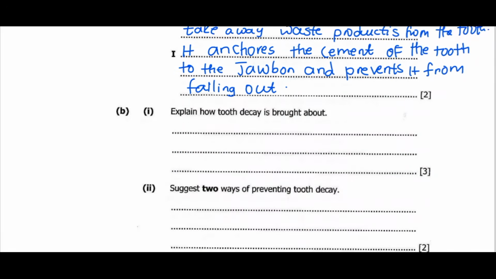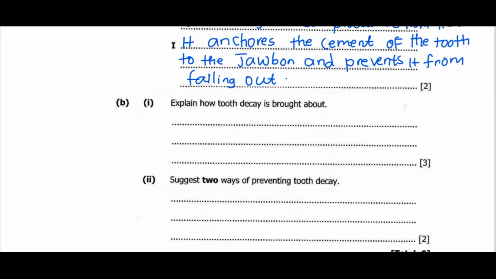And we have B, Roman number 1, explain how tooth decay is brought about. So the tooth decay is brought about when the remains of food left in our mouth remain on the teeth. Then later on they will form what we call a plaque. Then the plaque will dissolve the teeth. Then from there we have this condition.